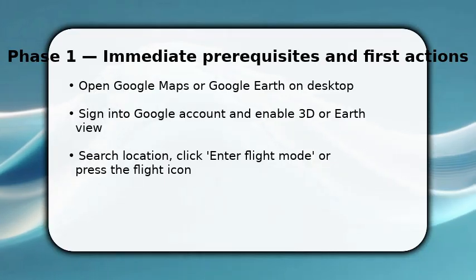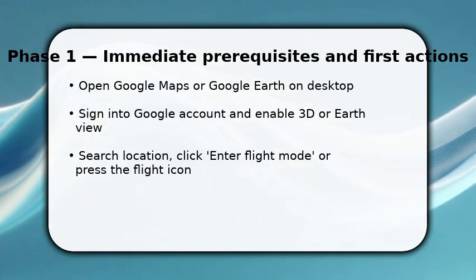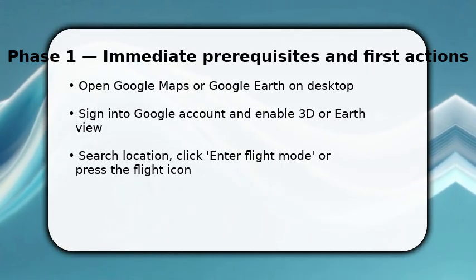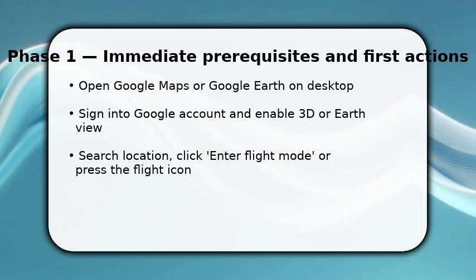You start by opening Google Maps or Google Earth on your desktop and signing into your Google account so settings sync. Once logged in, switch to 3D or Earth view. This enables terrain and runway detail.